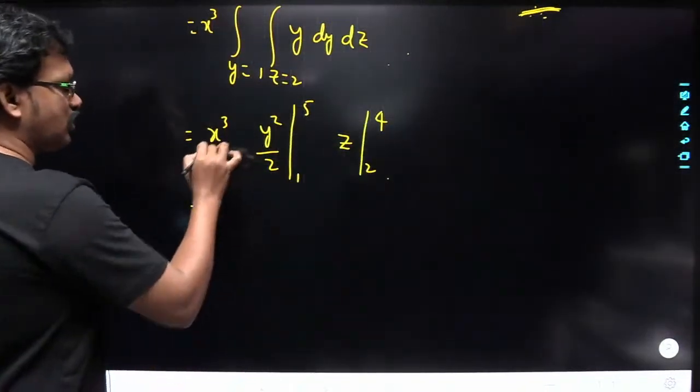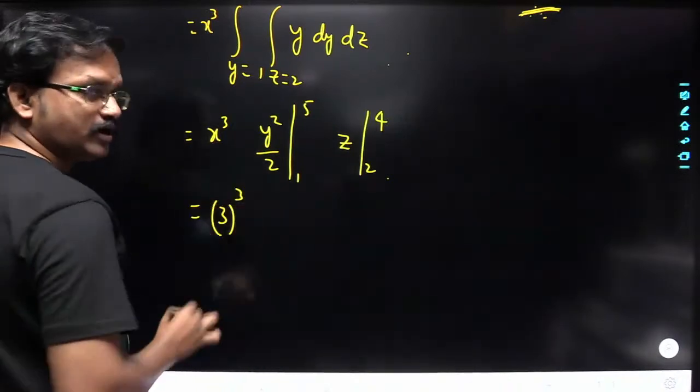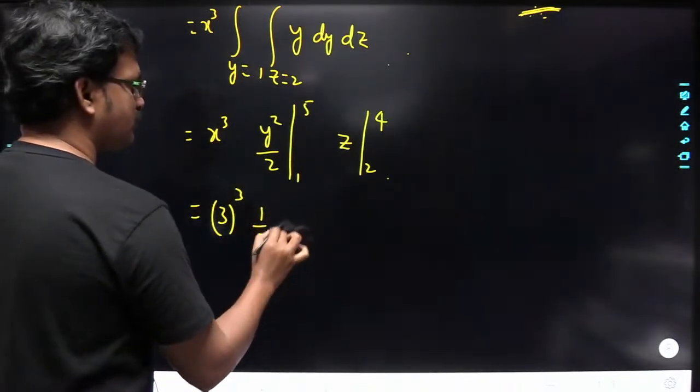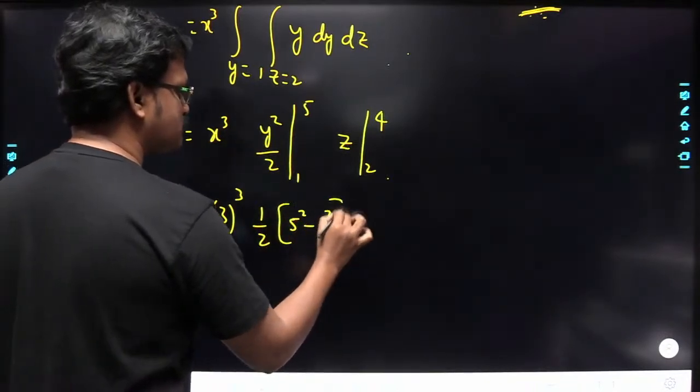X value is equal to what? X value is equal to 3. So substitute 3 here. So you will get 3 cube, right? Next here you will get 1 by 2 into 5 square minus 1 square.